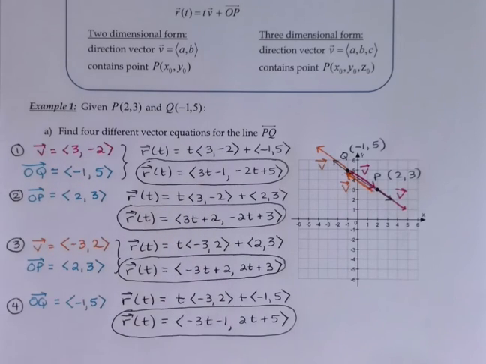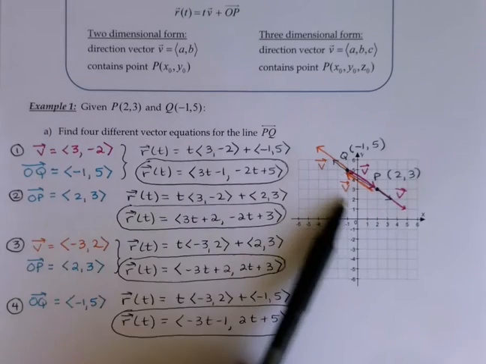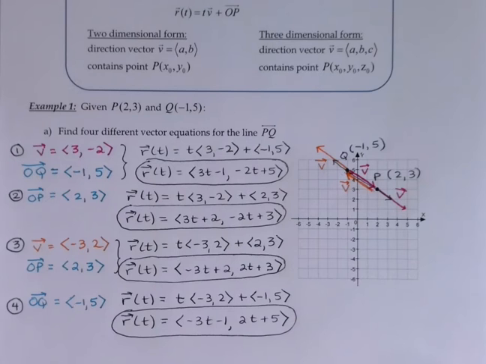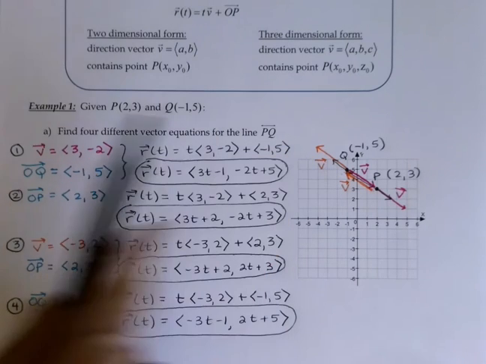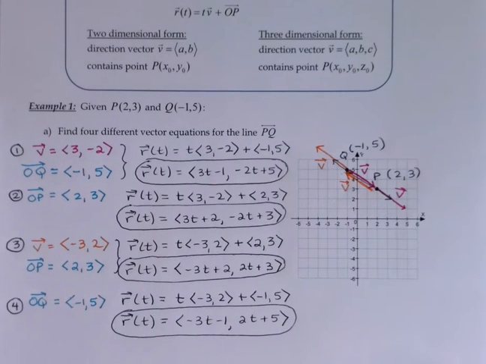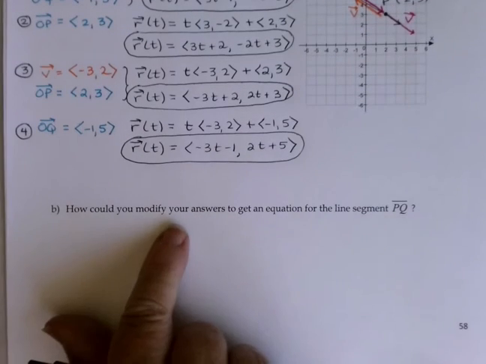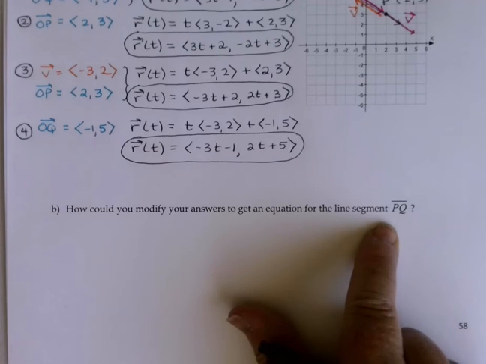Here's four different vector-valued equations, all representing that same line. We can manipulate these to our advantage to cause us to go in one direction or the other along the line, or to have a different starting point, but ultimately, they all refer to the same line. The other thing that I can do is modify my t values so that I only use a certain piece of the line. And you'll see that if I only want the line segment PQ, not the whole line, what I can do is just limit the t values to get that.